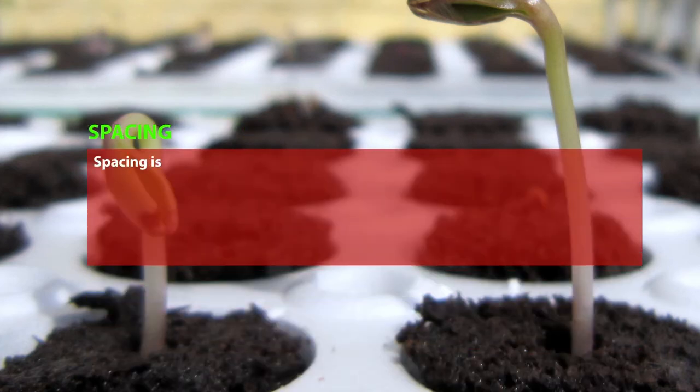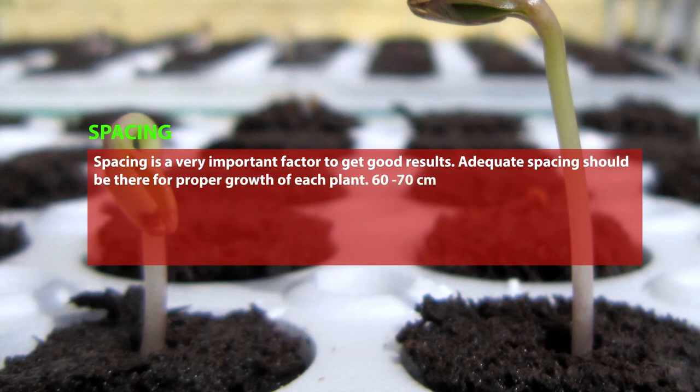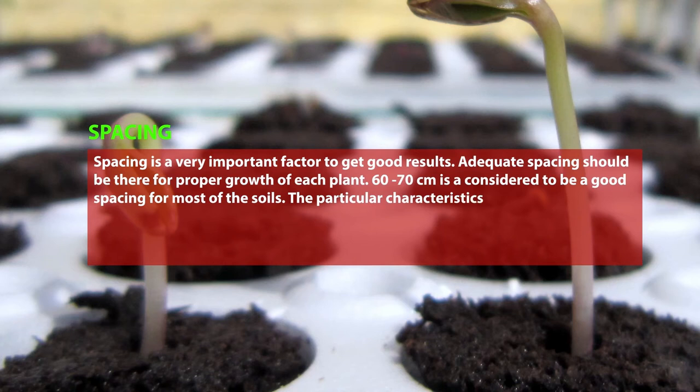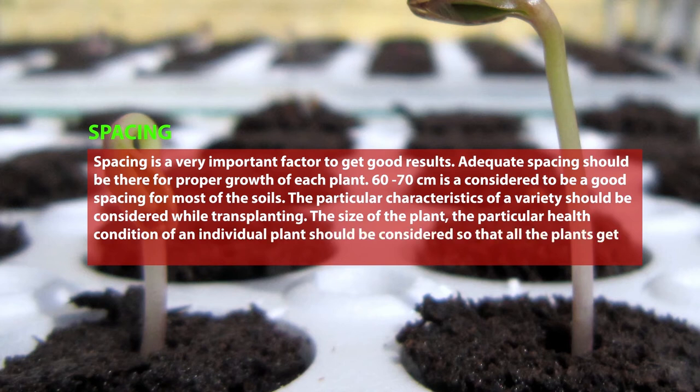Spacing is a very important factor to get good results. Adequate space should be there for proper growth of each plant. 60 to 70 cm is considered to be a good spacing for most of the soils. The particular characteristics of a variety should be considered while transplanting. The size of the plant and the health condition of an individual plant should be considered so that all the plants get enough nutrients.